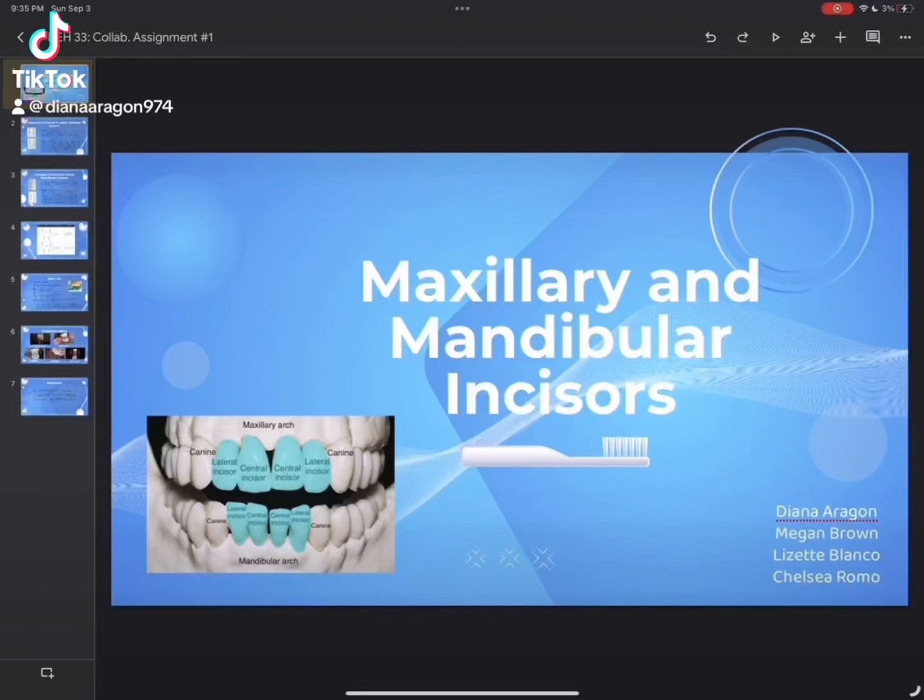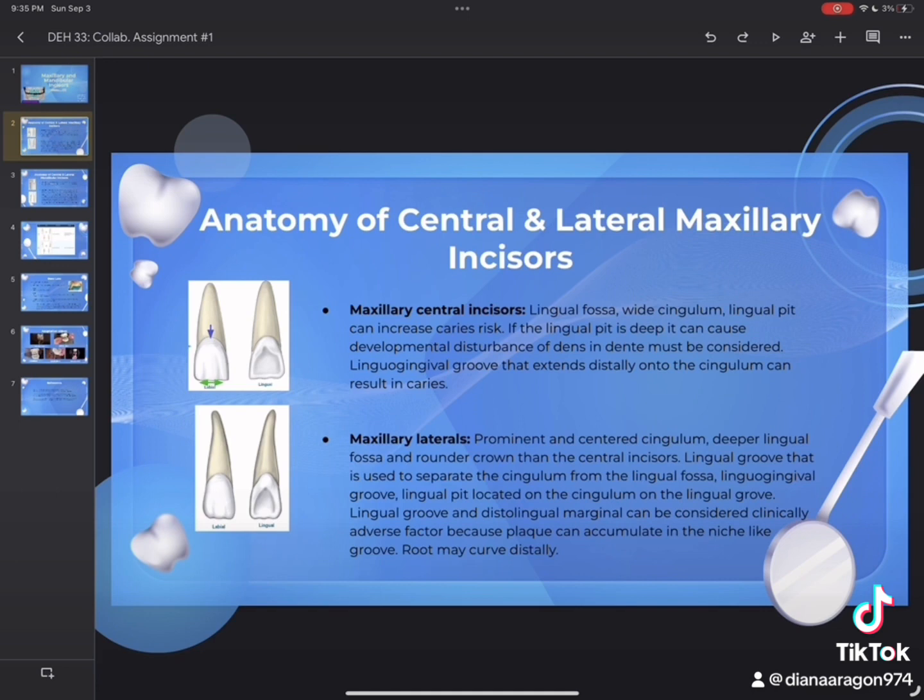Maxillary and mandibular incisors. Anatomy of central and lateral maxillary incisors. Maxillary central incisors include the lingual fossa and a wide cingulum.